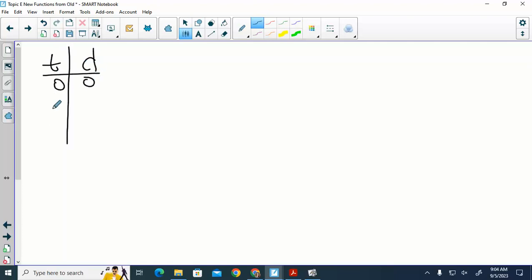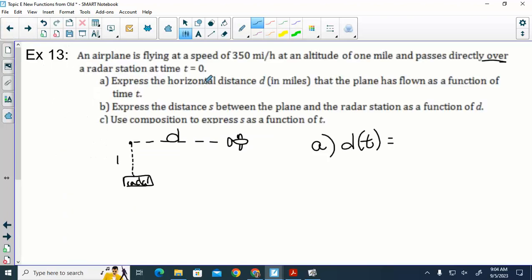So time 0, distance 0. And the time is 1, this is 350. And the time is 2, it was 700. Time is 3, it was 1,050. So 350 miles per hour. So 350 times t.